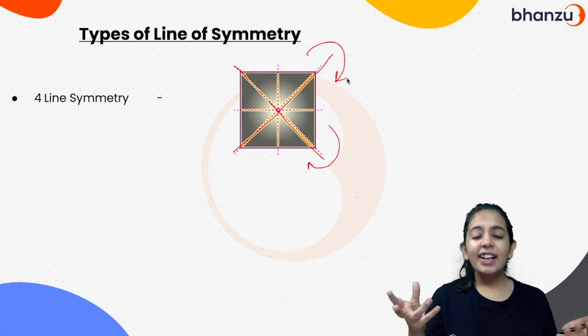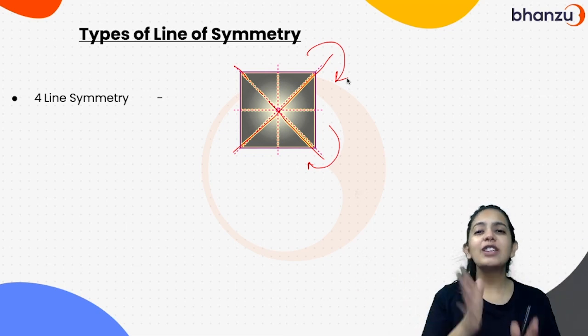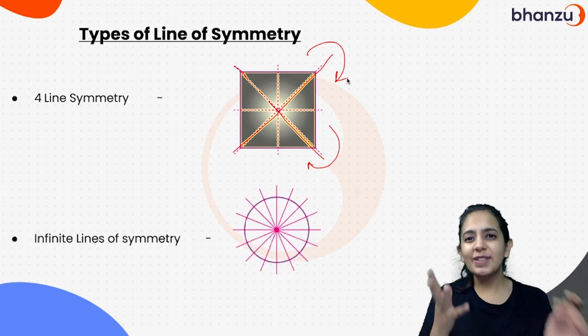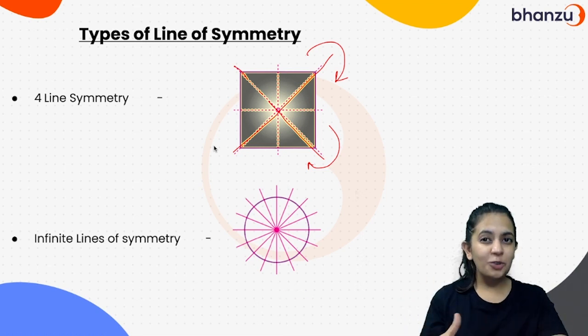And how about a circle? You can fold the circle in any way, and you will see that the two parts are always overlapping each other. At any point you can see that, therefore there are infinite lines of symmetry in case of a circle. Now we have seen enough examples. Now let me tell you a fun fact.